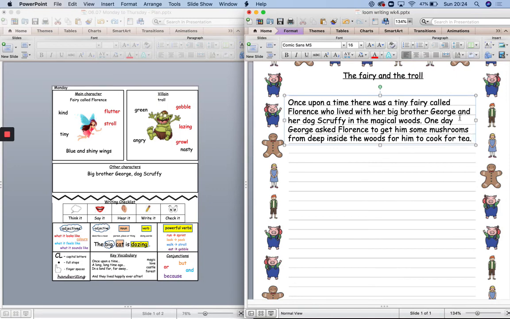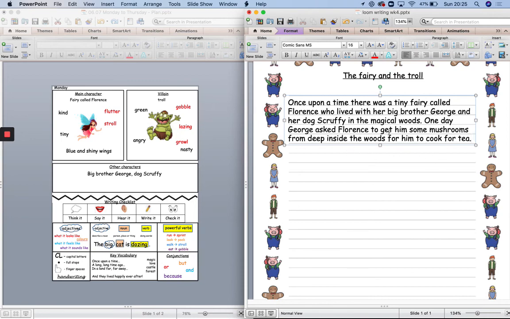I'm going to go back through again. So I've got a capital letter at the beginning. I've got a full stop at the end. I've remembered my capital letters for George and Florence names as well. I'm going to read it again just to check it makes sense. I did that in my head. I'm not going to bore you with it again. And just have a little look at some of the words.